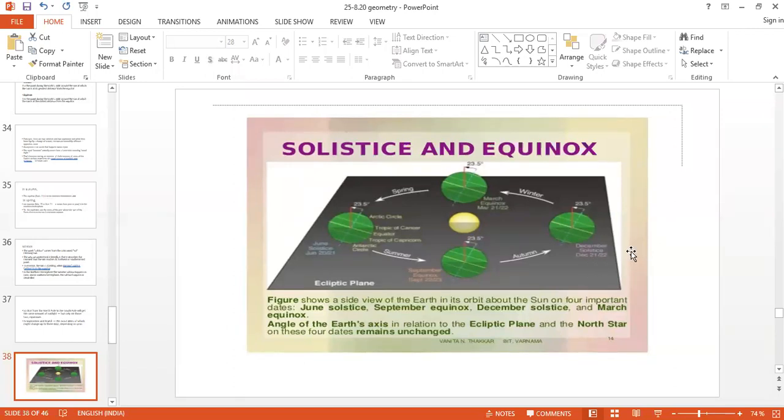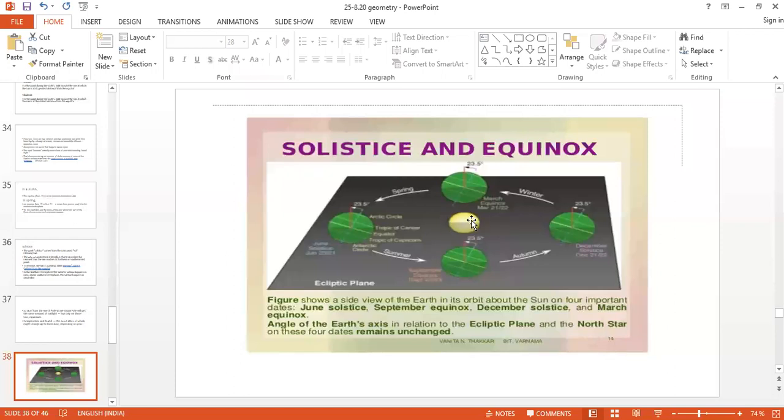So we are taking December. December is solstice and March is equinox. Again, June is solstice and September is equinox. So two equinoxes and two solstices throughout the year. The angle between them is 23.5 degrees for each equinox and each solstice.